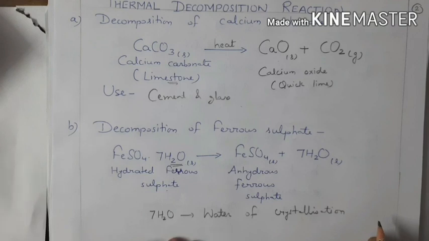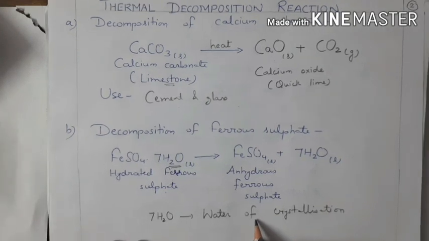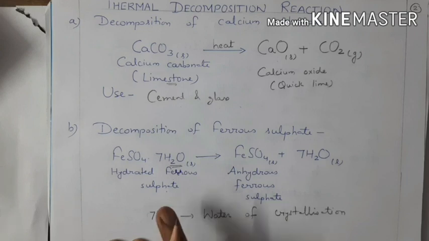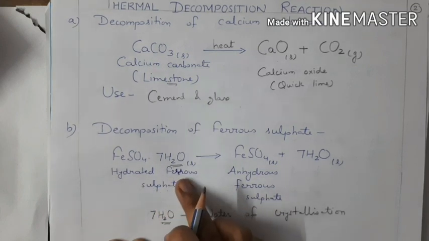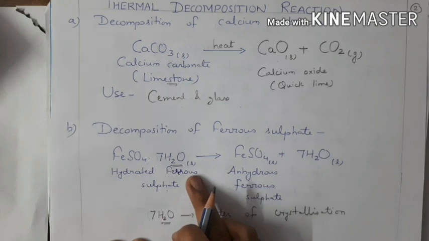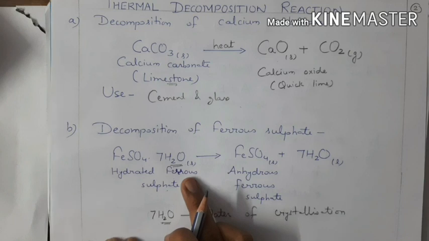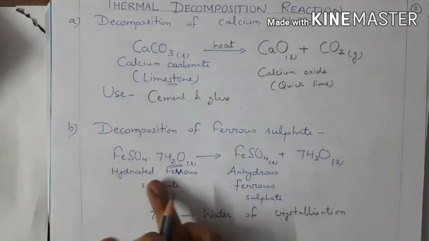In class 9th, we had discussed the process of crystallization. So, when these salts are obtained during the process of crystallization, every molecule of salt, every formula unit of salt comes into loose combination with some water molecules. Here, every ferrous sulfate formula unit is surrounded by, is loosely combined with 7 molecules of water, and hence it has the formula FeSO4.7H2O.